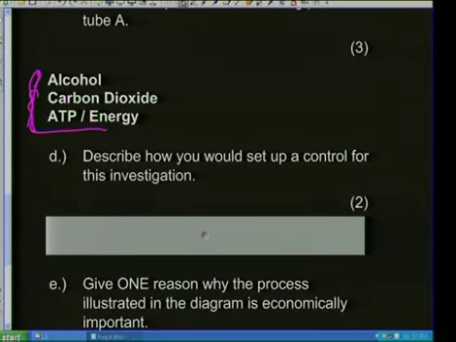Next question says, describe how you would set up a control for this investigation. Now, very important to understand the skill.